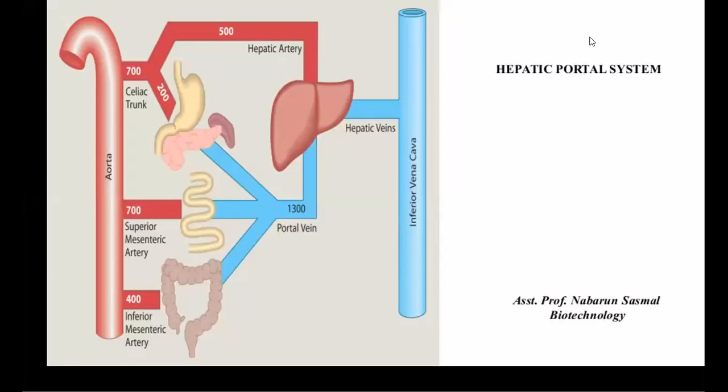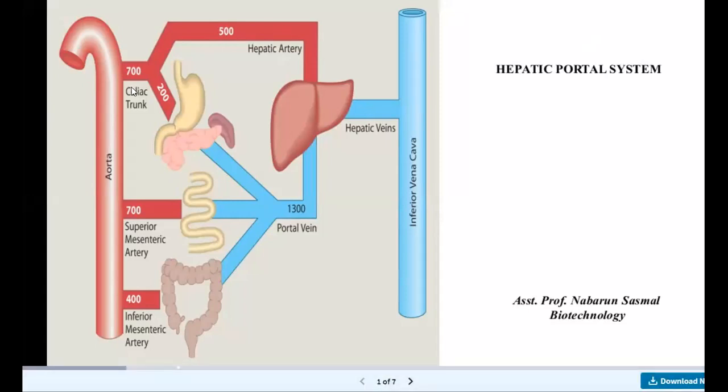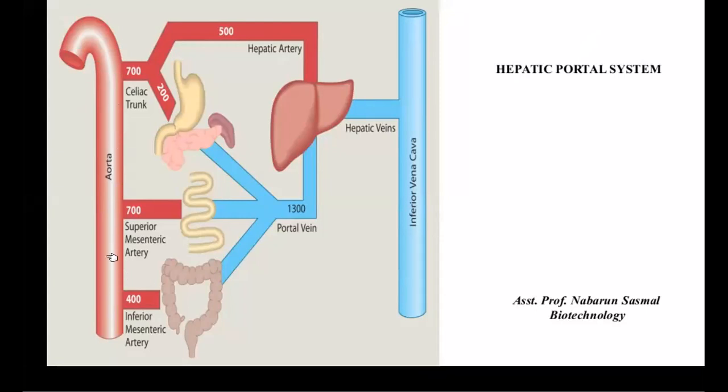So we are looking at the hepatic portal system, or the hepatic circulation. It simply means blood supply to the liver. And from this diagram, you would see that this is the aorta, and this aorta simply represents the abdominal aorta, or the descending abdominal aorta.